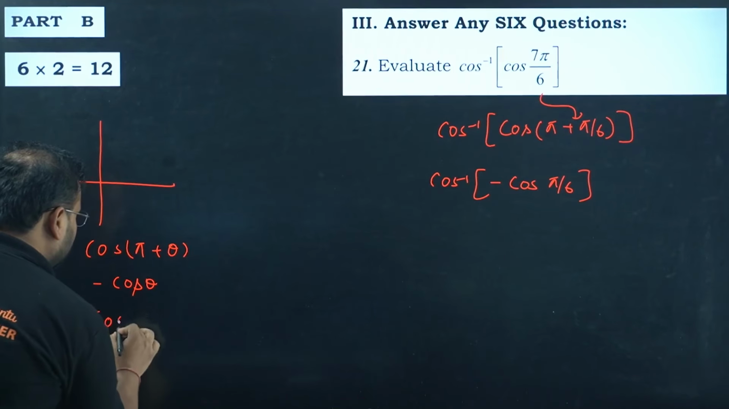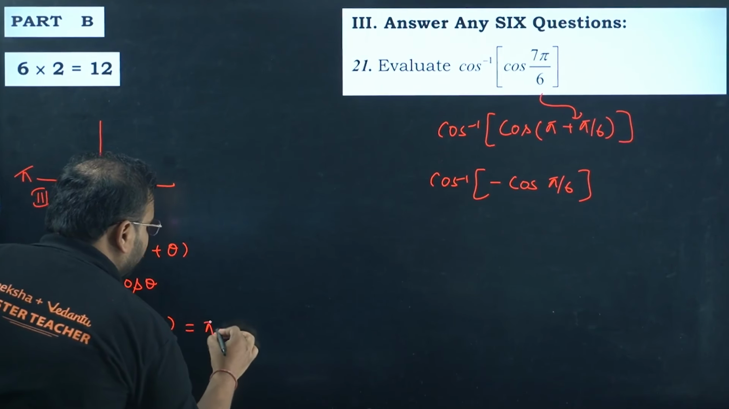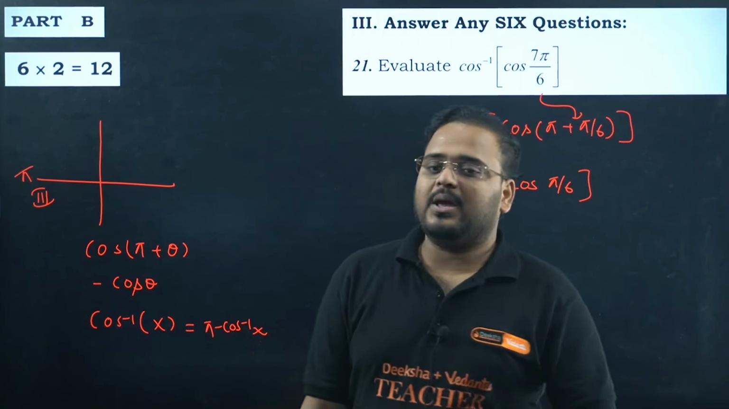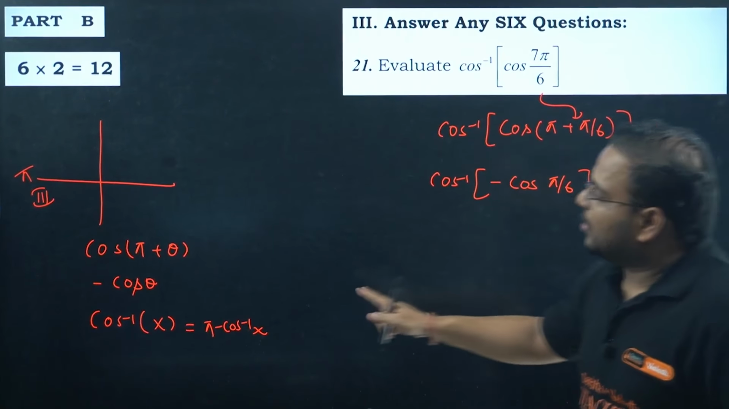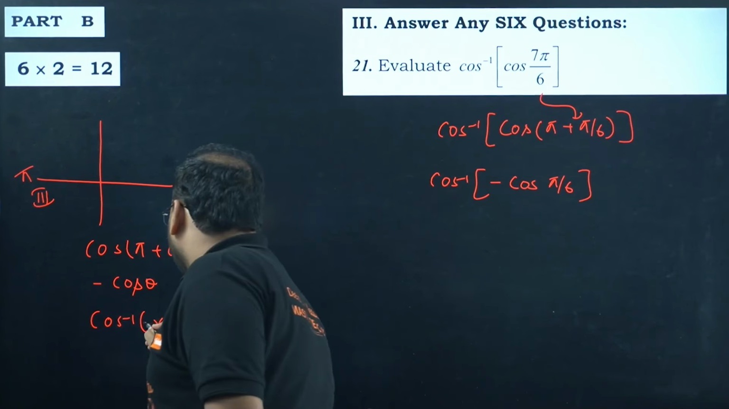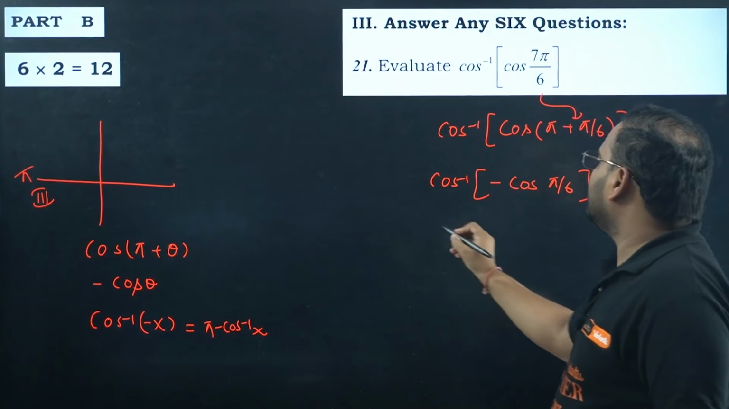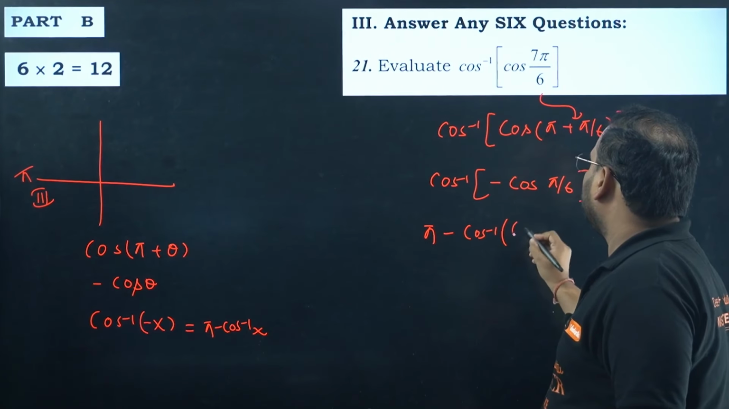Cos inverse of a negative value minus x is given by pi minus cos inverse of x. This also we know, pi minus cos inverse of x. Check carefully. Same thing is over here. Cos inverse of some value which is negative, sorry, I did not write that, minus x. So cos inverse of a negative value will be pi minus cos inverse of the value.